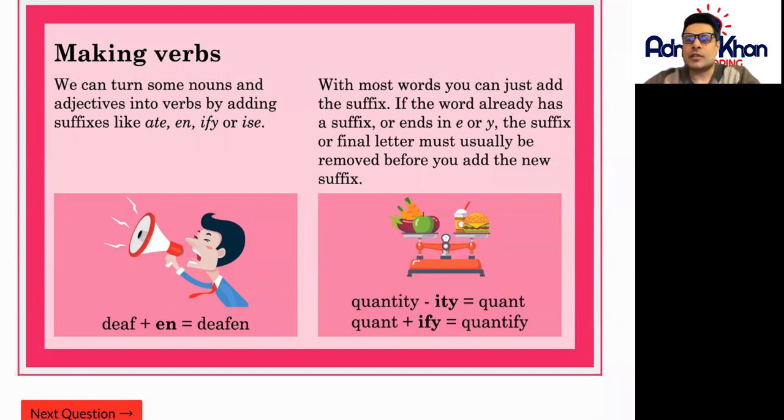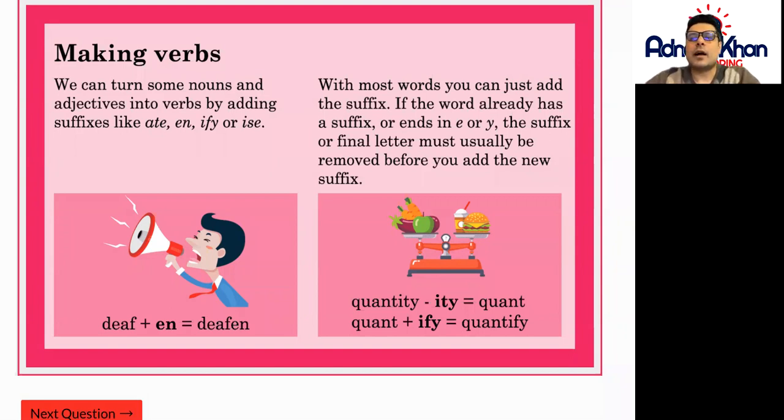With most words, you can just add the suffix. So if the word already has a suffix or ends in e or y, the suffix or final letter must usually be removed before you add the new suffix. So on the bottom right hand side, you can see the example. We have a word called quantity. With quant, you can add a suffix at the end, such as quantify. Quantify means when you're calculating something or adding something up.